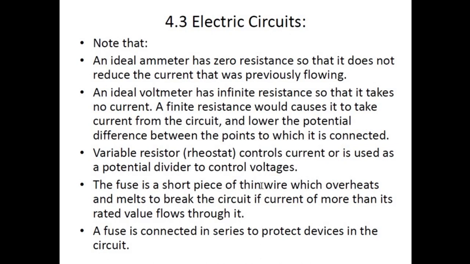An ideal ammeter has zero resistance so that all of the current flows through it and it does not slow down any of the current that passes through it. An ideal voltmeter has infinite resistance so that it takes no current at all. A finite resistance would cause it to take current from the circuit and lower the potential difference between the points to which it is connected. When it has an infinite resistance, no current would pass through it, hence it would be able to measure the voltage reading accurately.